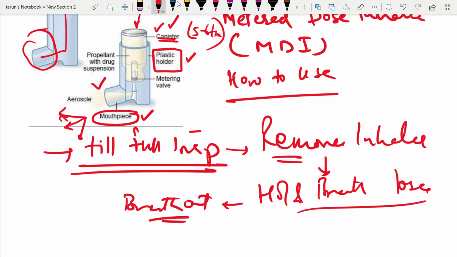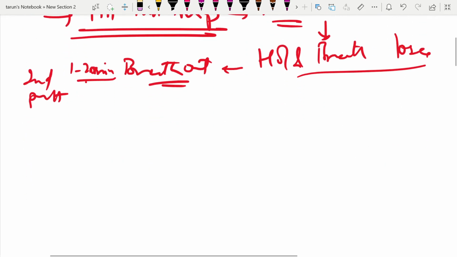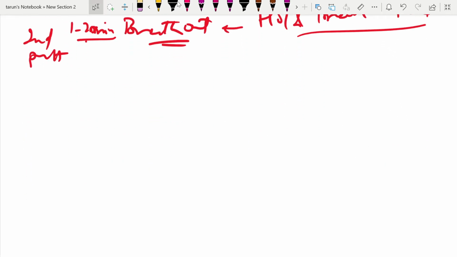After 1 to 2 minutes, get ready to breathe in for the second puff, if necessary. Lastly, you have to rinse the mouth with plain water.